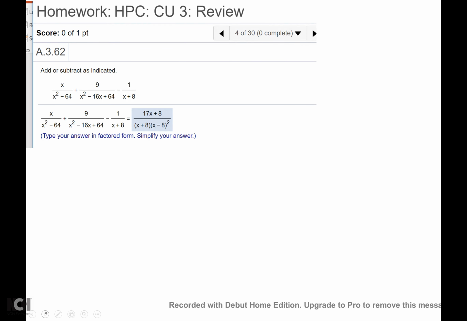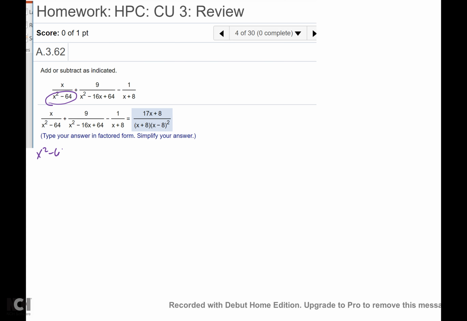Alright, add or subtract is indicated. To add or subtract, you have to have a common denominator, which means I've got to factor everything, or I'm going to get really, really, really huge polynomials that are not going to be fun to combine. So I'm going to factor this.